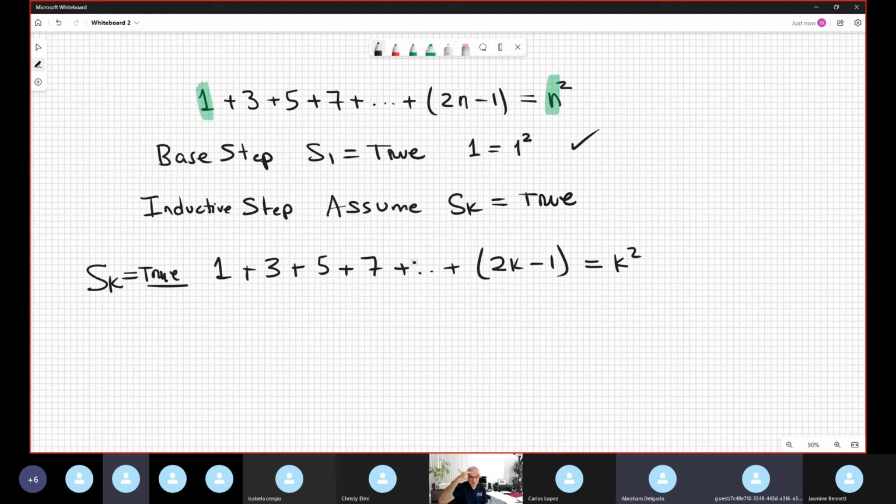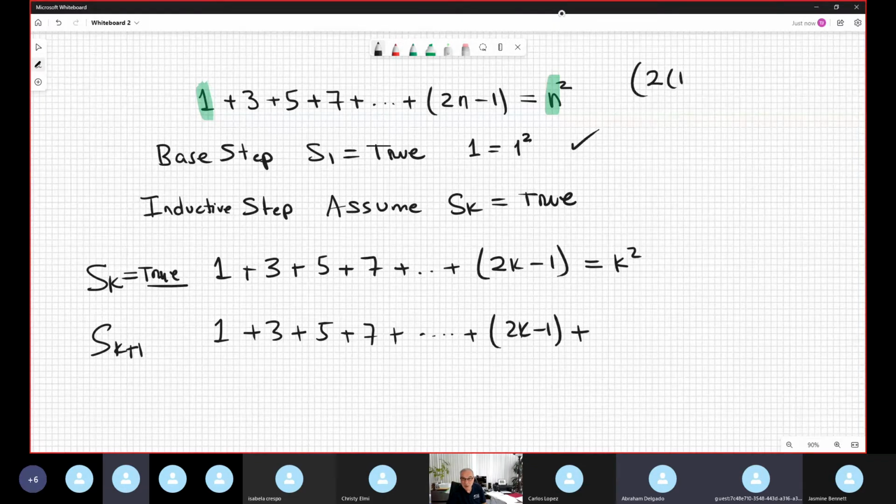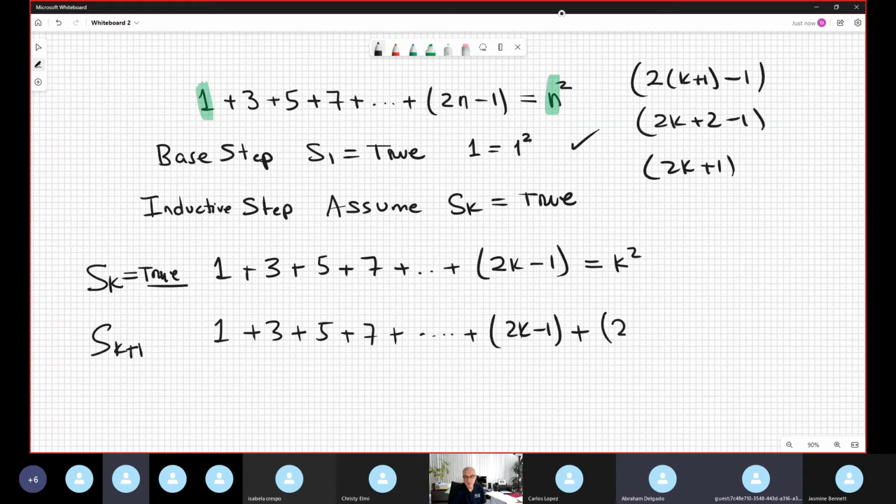So now I want to investigate the next piece of the domino. The next piece of the domino is S sub k plus 1: 1 plus 3 plus 5 plus 7 plus ... plus 2k minus 1, and then the next term is 2(k plus 1) minus 1. You replace k for k plus 1. Then you apply the distributive property: 2k plus 2 minus 1 is 2k plus 1. Nice. Do you follow me so far? You include one more piece of domino. This is one piece, and the next is k plus 1. So you replace k plus 1 in the explicit formula.